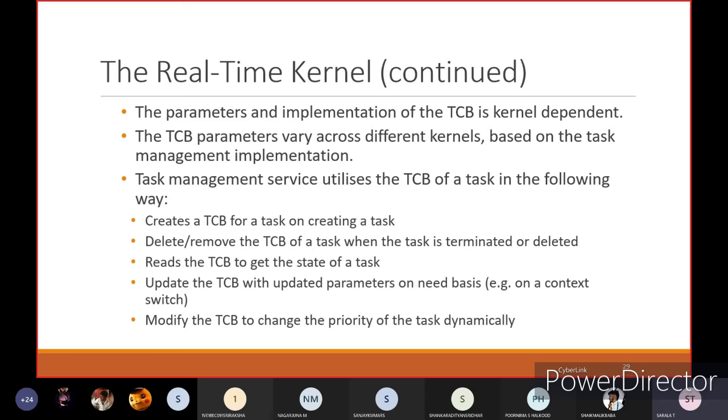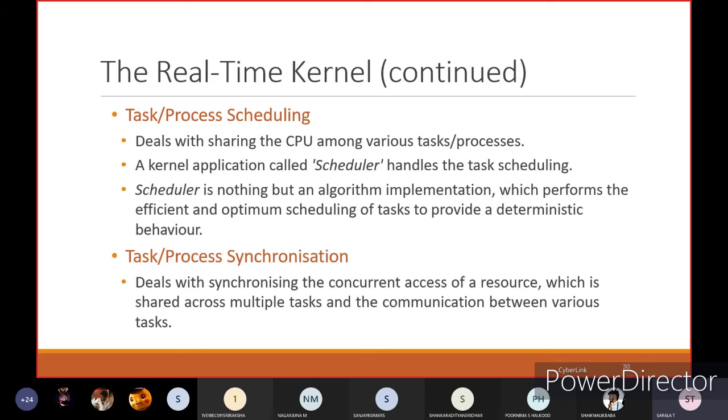And modify the TCB to change the priority of the task dynamically. Dynamically you can modify the TCB to change the priority of the task.